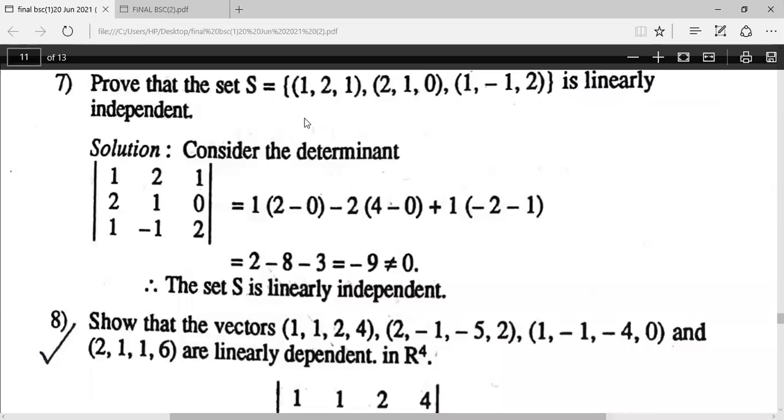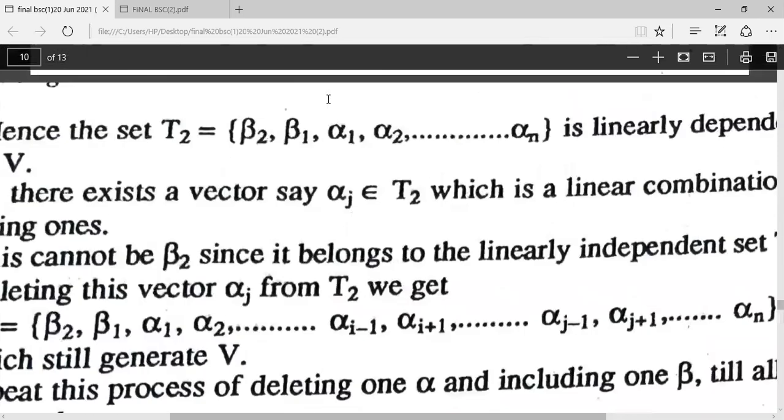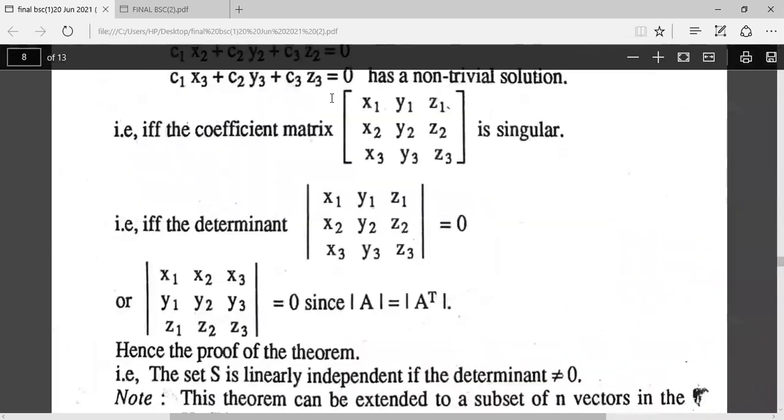So what you have to check is whether the set S = {(1, 2, 1), (2, 1, 0), (1, -1, 2)} is linearly independent. We know a theorem. What the theorem states is, if you have the set of vectors, the theorem reads like this.